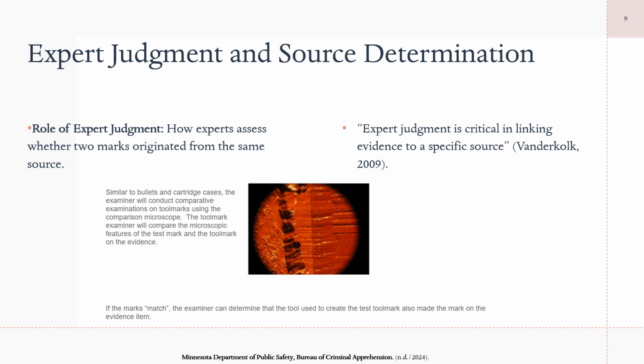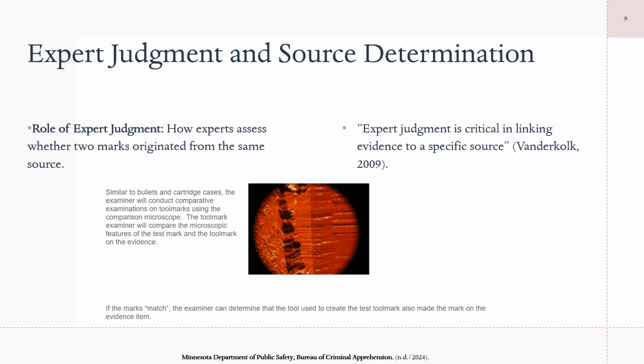This image right here also came from the Minnesota Department of Public Safety. And in here I included a snippet from the article, and it says that similar to bullets and cartridge cases, the examiner will conduct comparative examinations on tool marks using the comparison microscope. So you're able to put one sample under one side, one sample on the other, and you're able to line them up to see if those marks match up. If they match up, more than likely it's going to be from the same source. If they don't match up, it's not the same source.